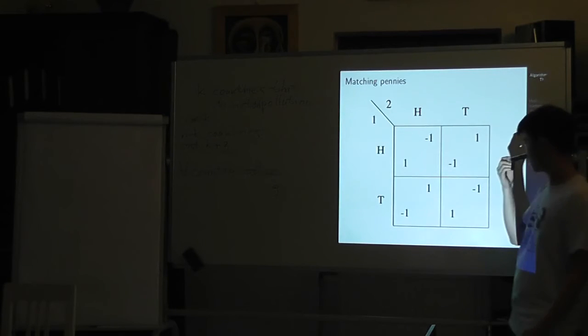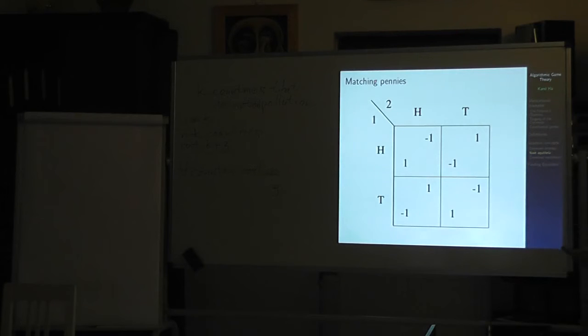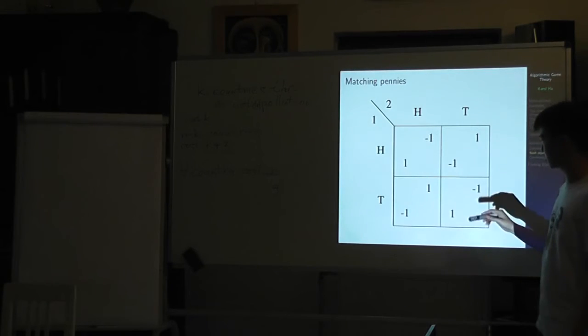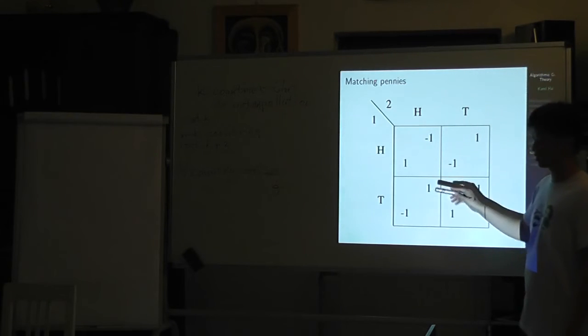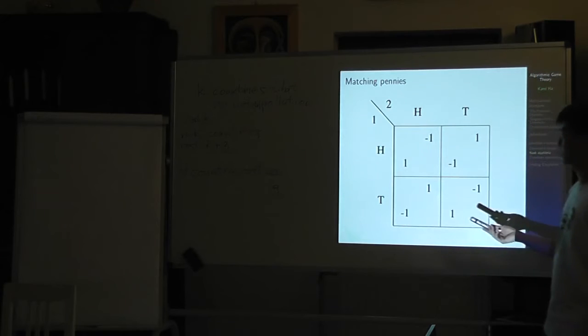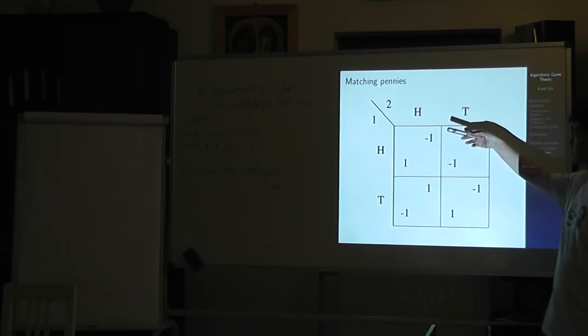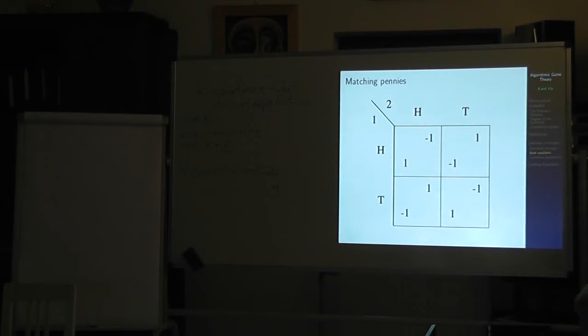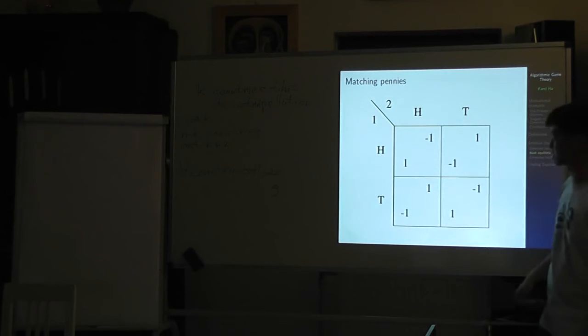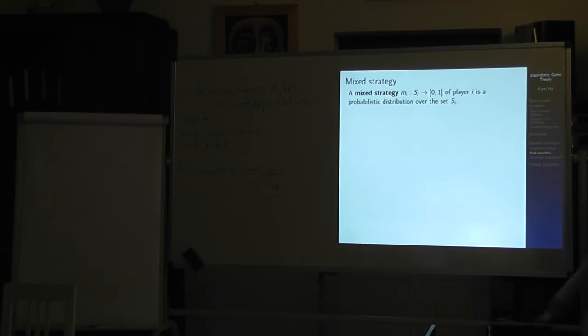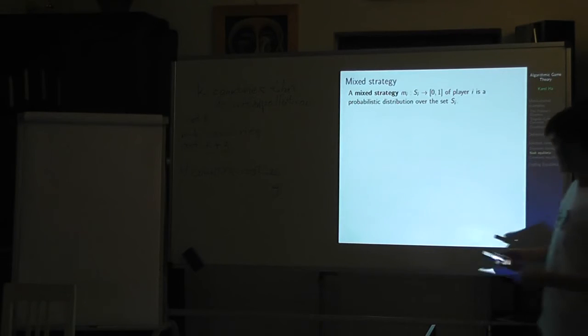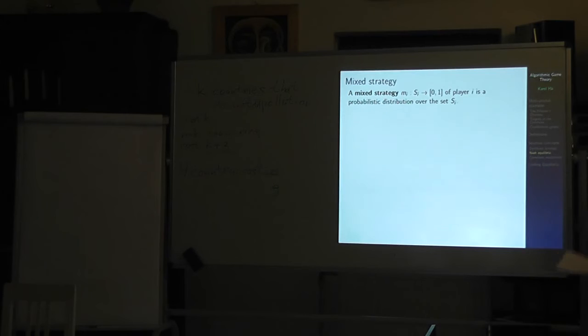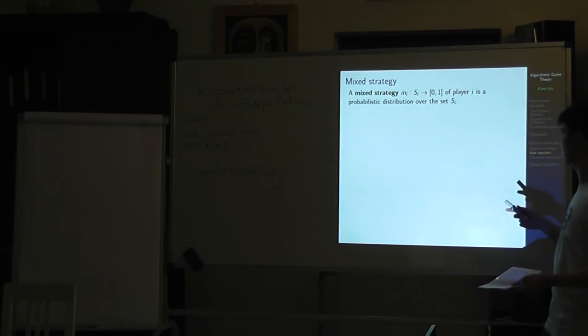For this game, we can see there is no pure Nash equilibrium. Because if there was a pure Nash equilibrium, for example, this one, then definitely one player would lose. So by definition, he would prefer to switch to the other side of the coin. And then he would get a much higher outcome because he would win. So it is easy to see that in this game there is no pure Nash equilibrium. So we need to introduce a mixed strategy. We need to introduce some probability into choosing actions. A mixed strategy is basically some probability distribution over what you can choose.